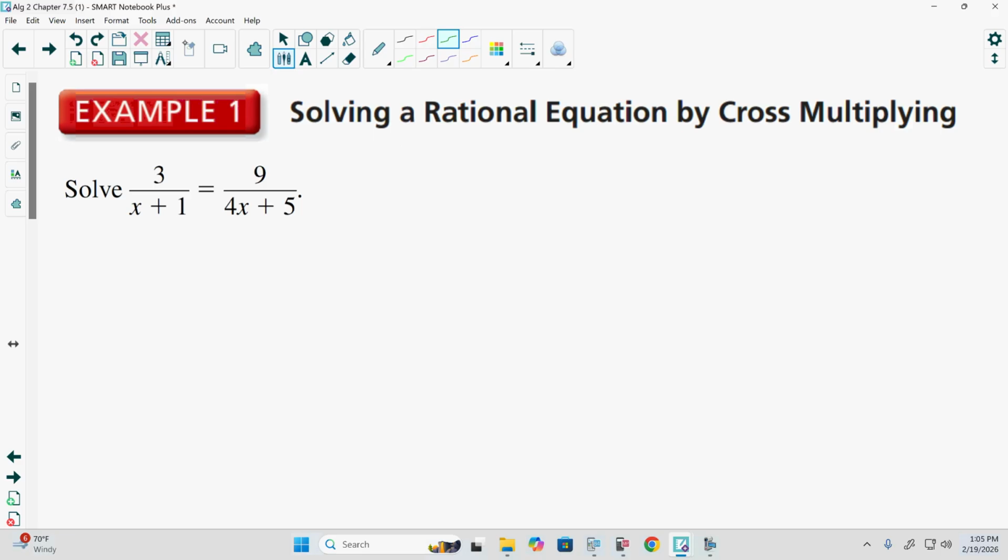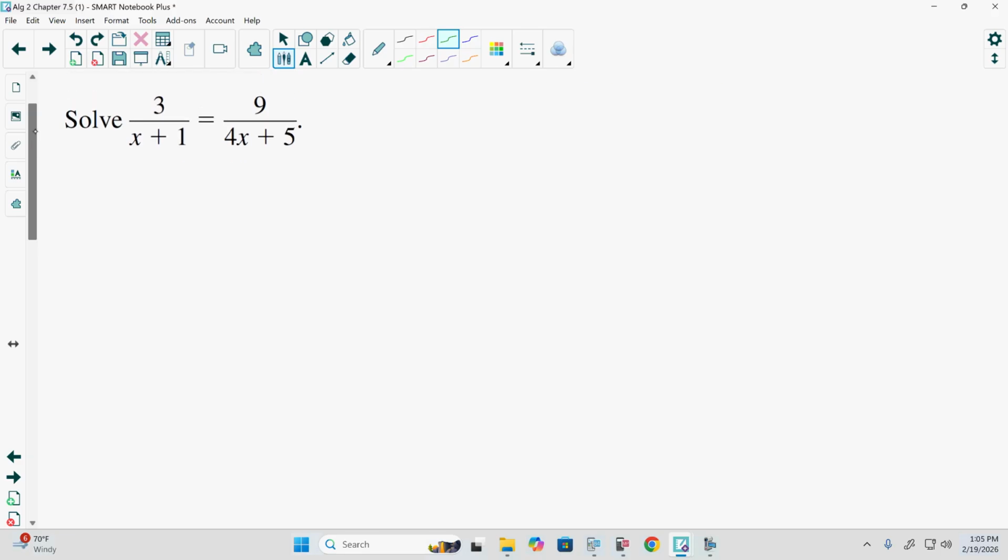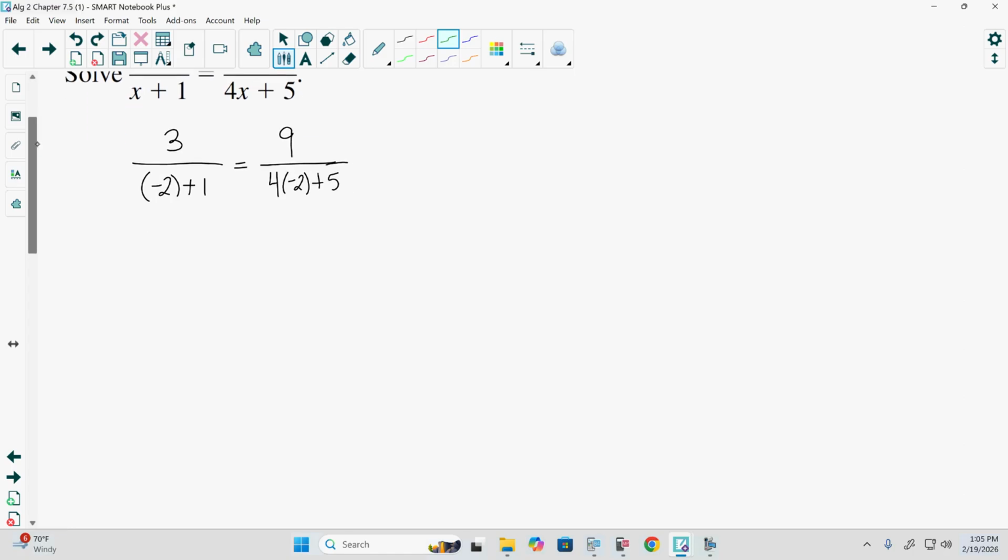Now, if we want to check and make sure, one thing we can do is go back and plug negative 2 in for x. And we want to simplify both sides of the equation and see, do we get the exact same expression or exact same number? If we do, then they are equal. So all we're doing is checking.